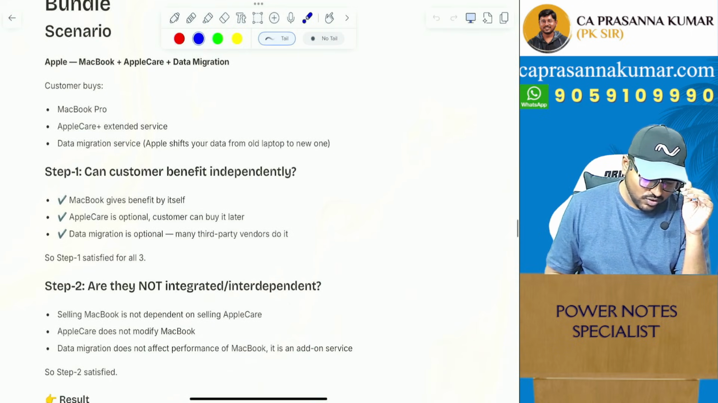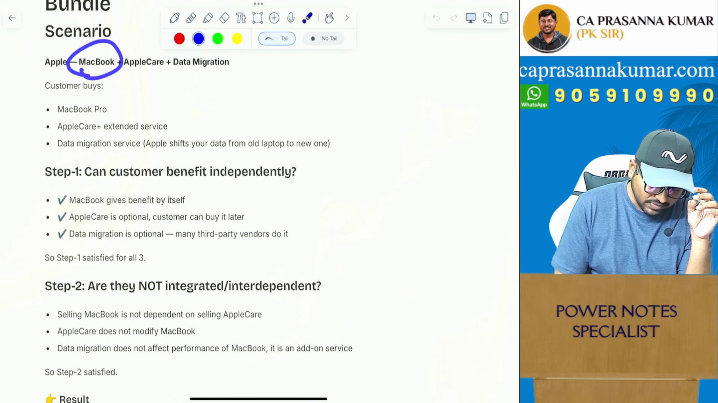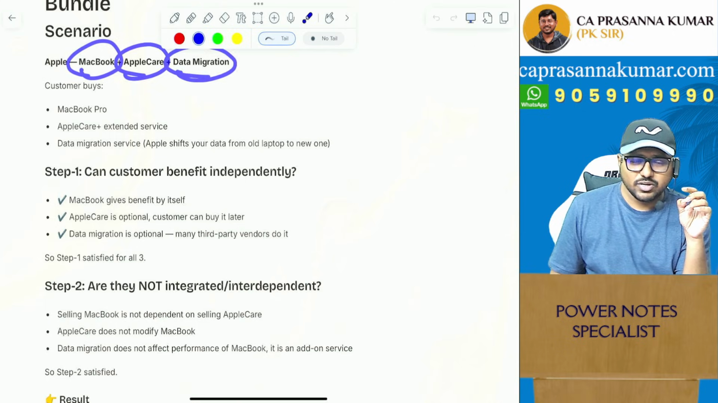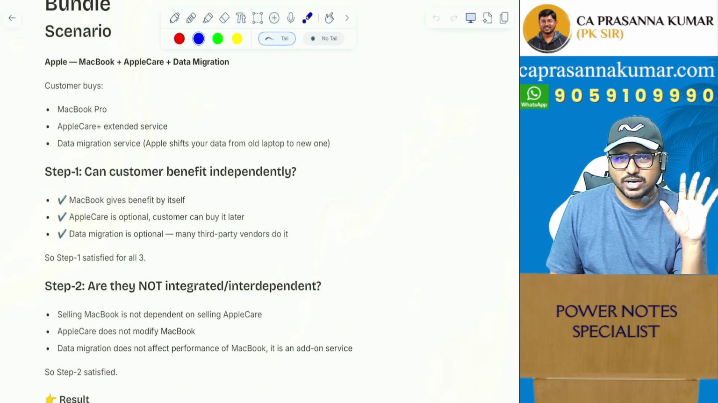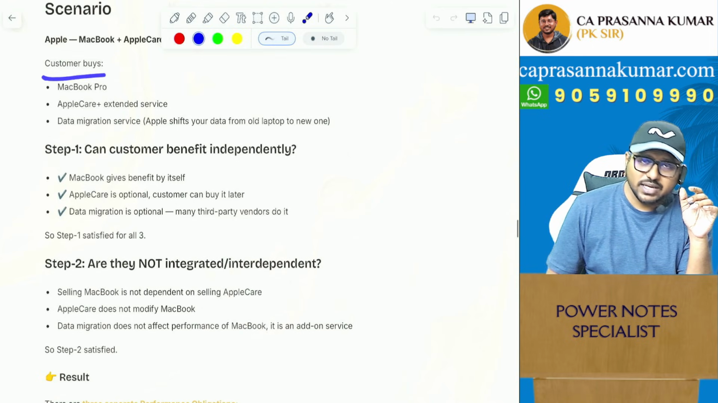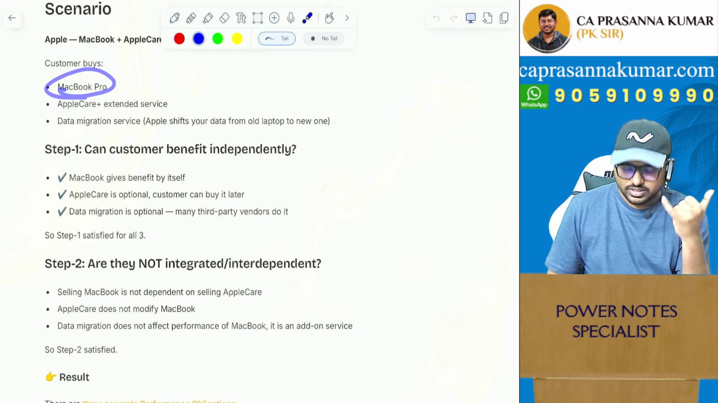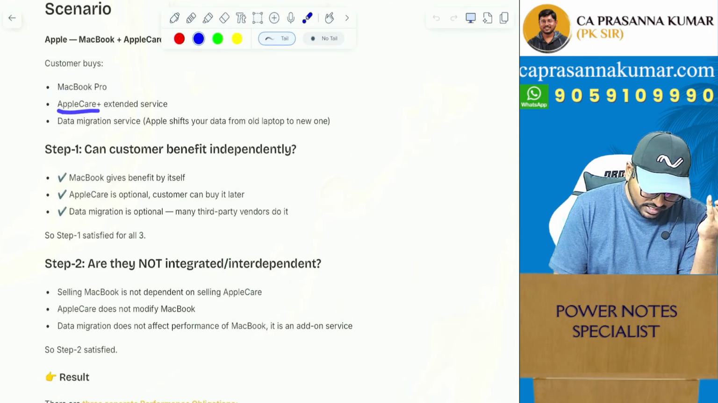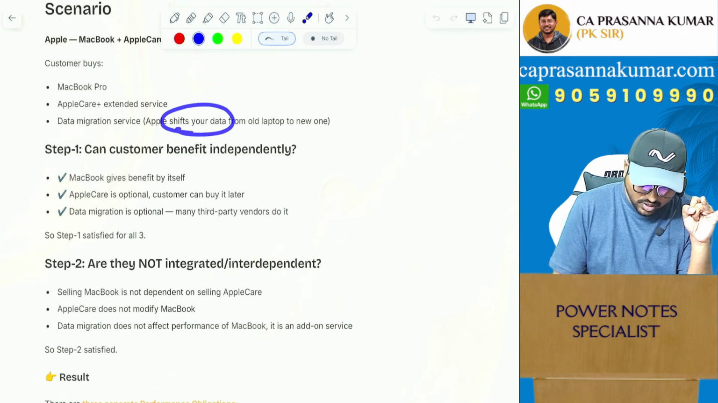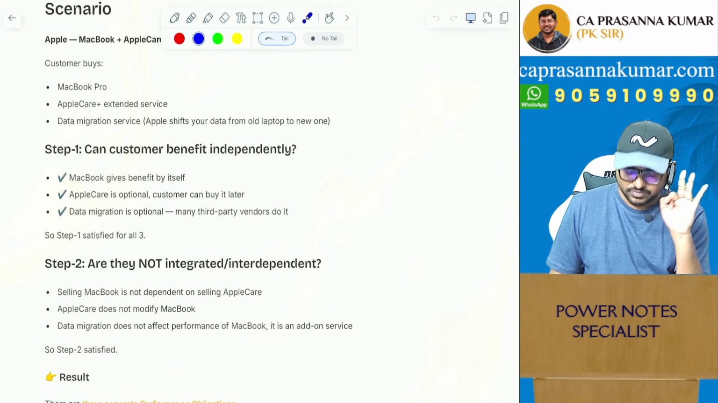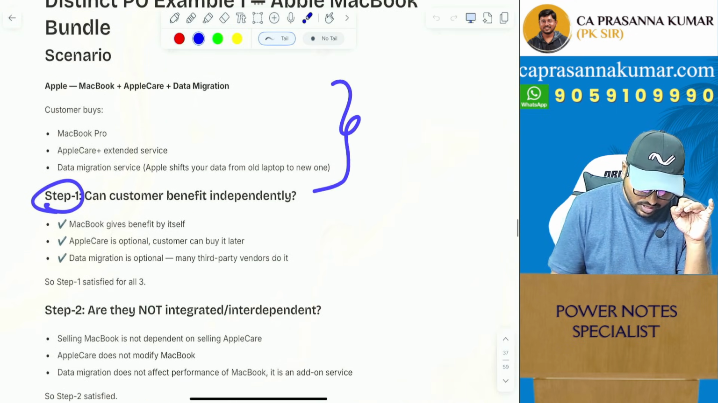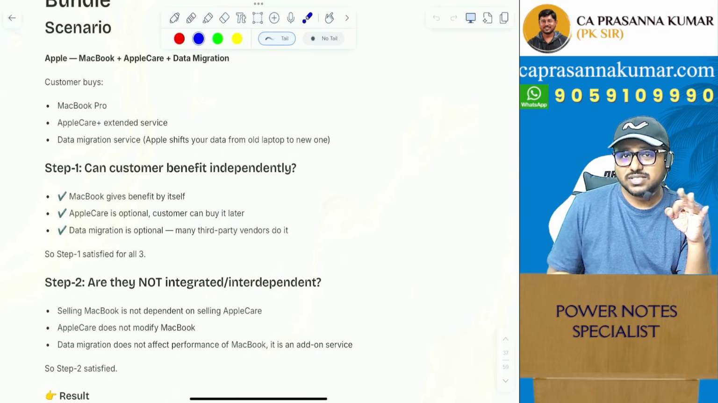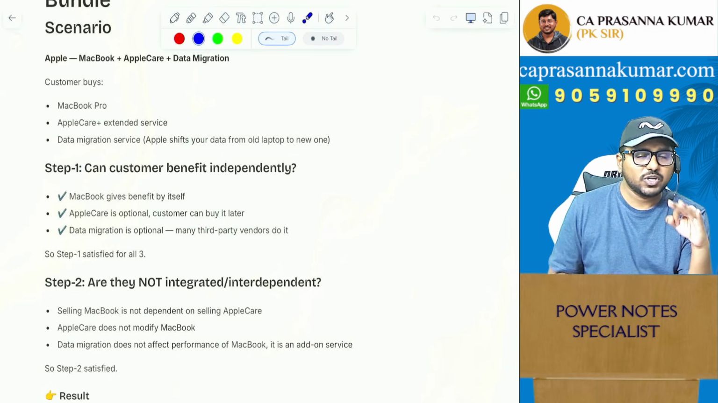Look at this example. I hope you are pretty much aware of Apple, MacBook, Apple Care, data migration. Of course, in India, we are not aware of data migration services. For example purposes, just try to understand. The customer is buying a MacBook Pro. Okay, sir. We know what it is. Apple Care plus extended service. All right, sir. Data migration service where Apple shifts your data from the old laptop to a new one. These three. Now, first question, what are we trying to do? We are trying to understand what are the distinct goods or services in this particular contract.